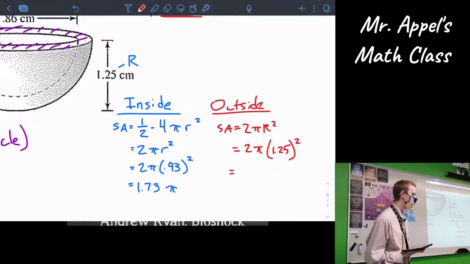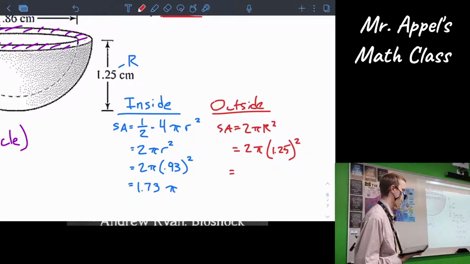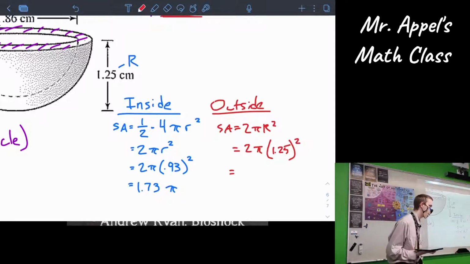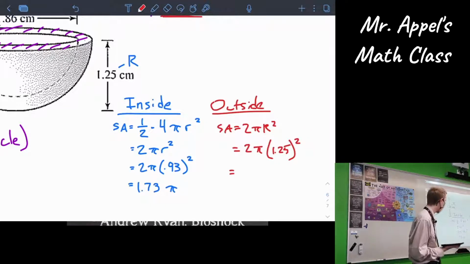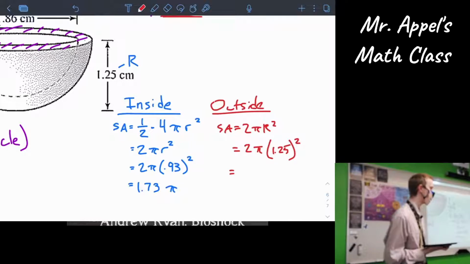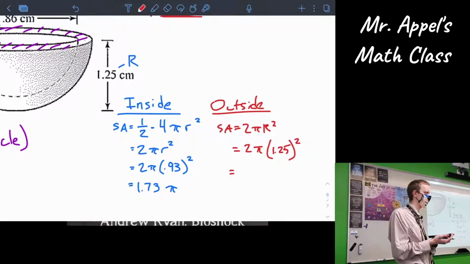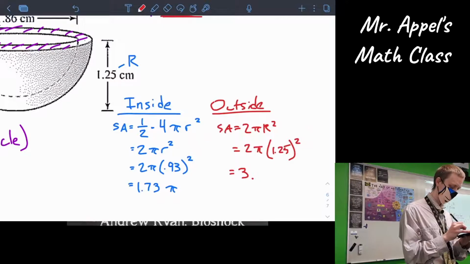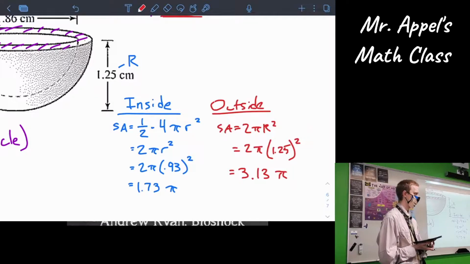So in terms of pi, that was going to be how much? Everybody else has a calculator here. Ashley, can you confirm? 1.25 squared times 2. Yep, 3 point, well, say it again. 3.13 pi. Okay.